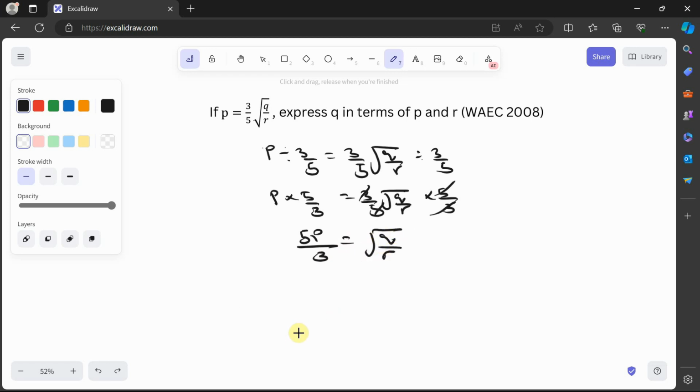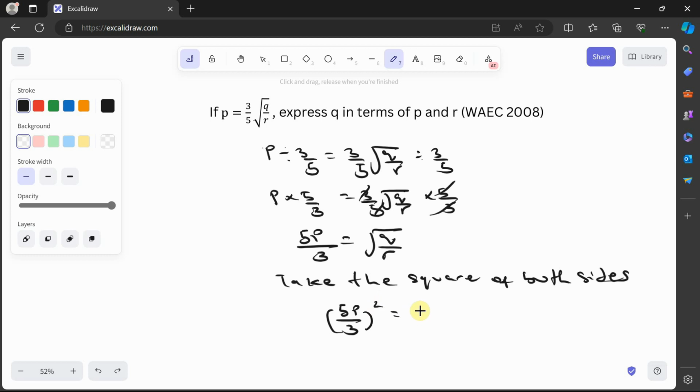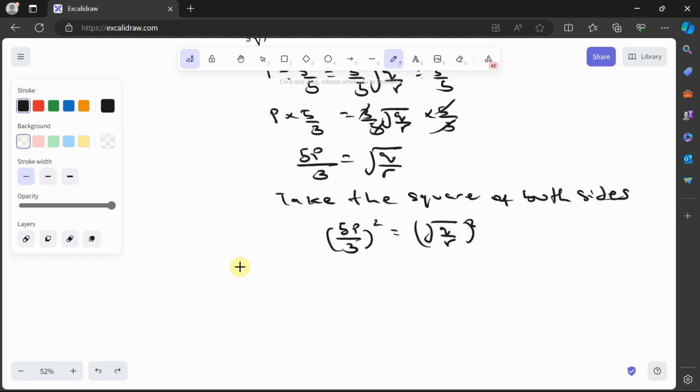So now this is another dilemma. We want to make q the subject of the formula, but q is inside the square root. So how do I remove that square root? I'll just take the square of both sides, and that will be 5p over 3 all squared is equal to square root of q over r all squared. So 5 squared is 25. p squared is p squared. All over 3 squared is 9 is equal to, because of this square now, this square root will go. So that is q over r.